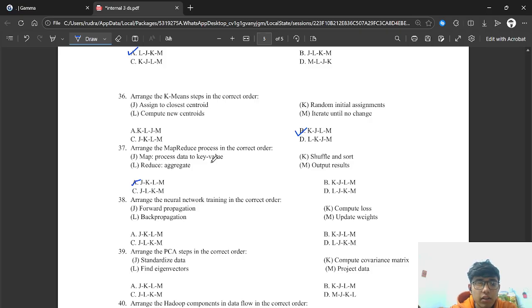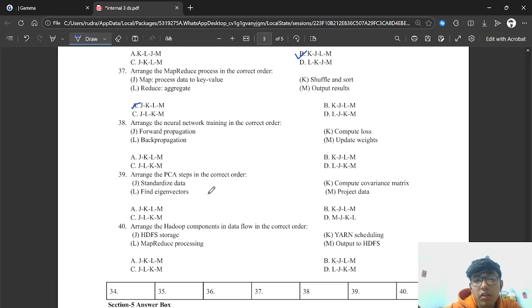For question number 38, we arrange the neural network training process in the correct order. So the correct order is A, JKLM. We start by forward propagation, then we compute the loss, and we back propagate. We use the gradient descent algorithm to train our model, and then we update the weights for each iteration.